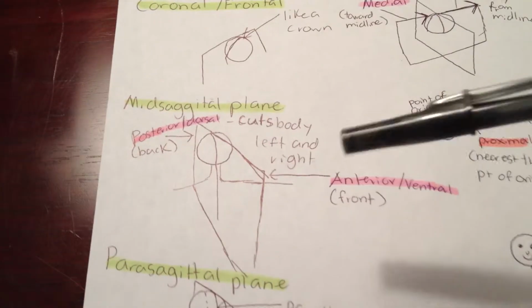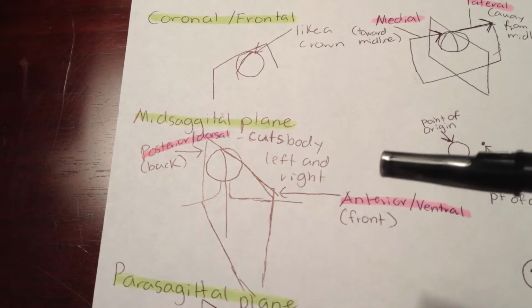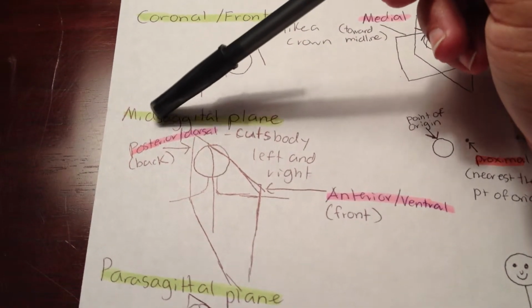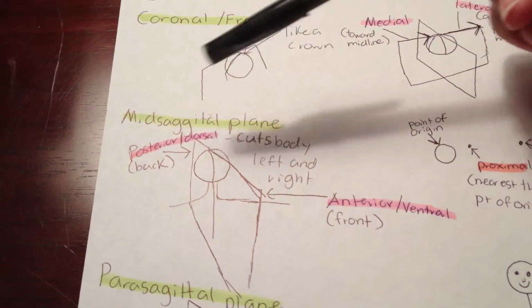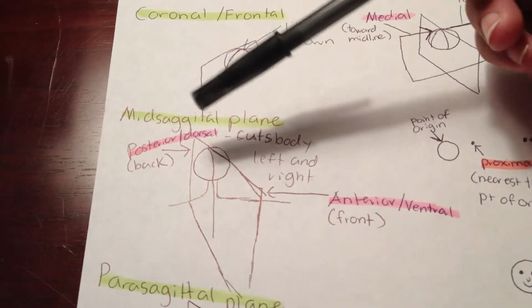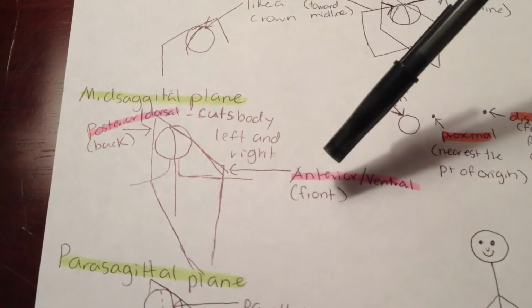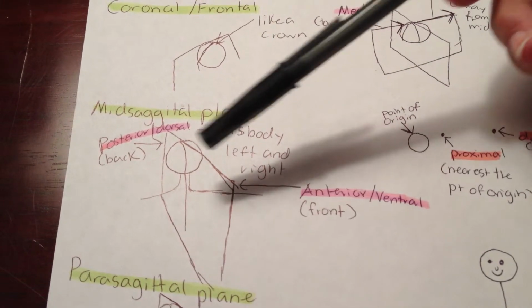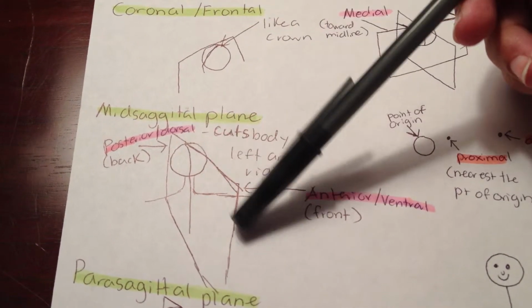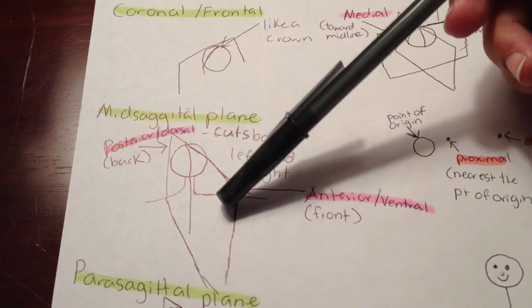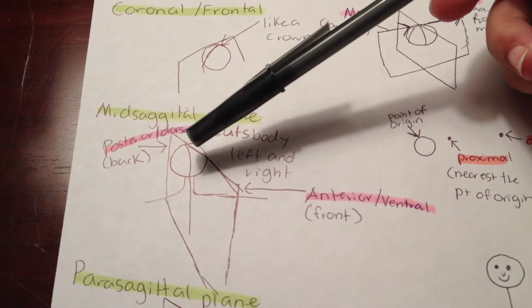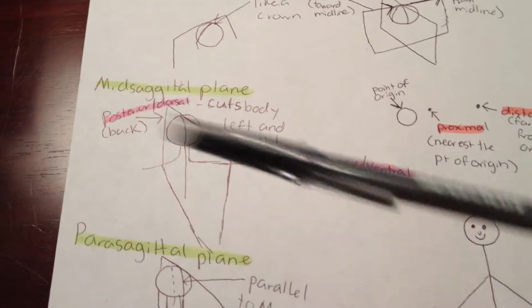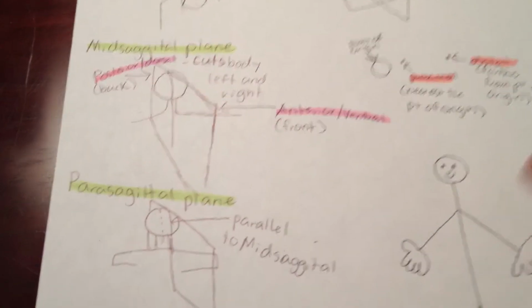Next we have front and back views, but in anatomy language, posterior or dorsal is the back, and anterior or ventral is the front of the body. So anywhere in front is the front of your body, and anywhere in the back is the back of your body. Pretty simple stuff.